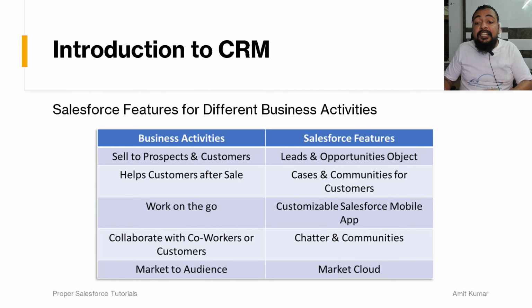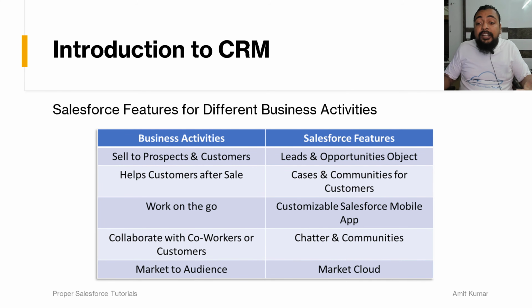Helps customers after sale. Salesforce has objects and features like cases and communities for customers through which they can raise cases or grievances they are facing, just by using the community sites provided by Salesforce. Work on the go. It is one of the important things that most workers need, right? So Salesforce provides a customizable Salesforce mobile app specifically for your org. So your company users can use Salesforce on the go from their mobile phone itself. They don't need to log into their system to do the work. They can do the same stuff from their mobile phone.